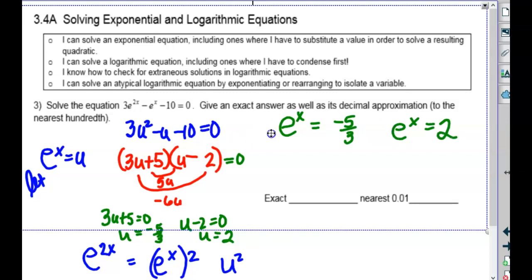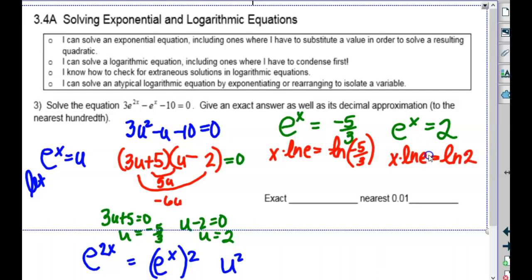The next step is to take the natural log, right, of both sides? So we'd have x times the natural log of e equals the natural log of negative 5/3, which isn't going to work because you can't take the log of a negative. And this one will be x ln of e equals ln of 2. Ln of e is just 1. So the natural log of 2 is an exact answer.